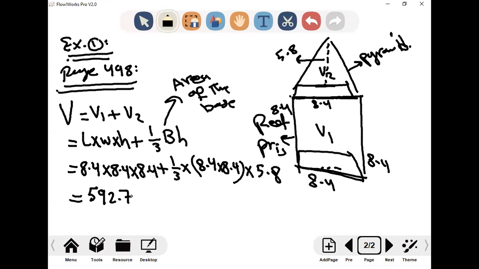592.7 plus the first part. The second part, I'll multiply the numbers up, then I will divide by 3. So we have 8.4 multiply 8.4 multiply 5.8 equals something divided by 3, 136.4. I rounded to the tenths, okay? Now let's add these two numbers.